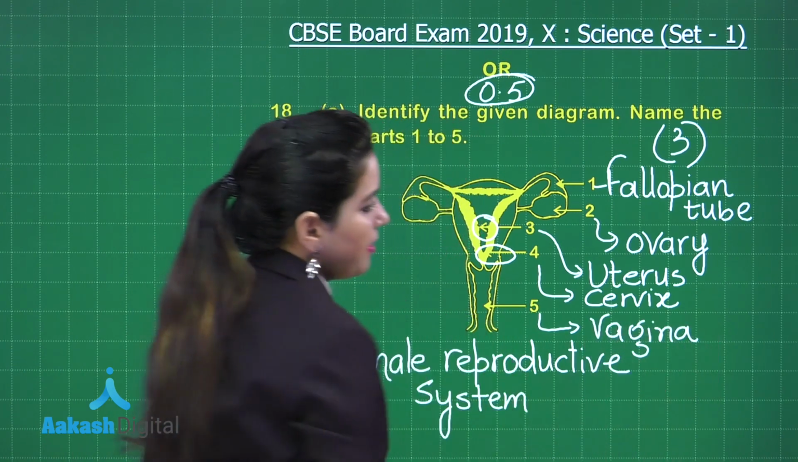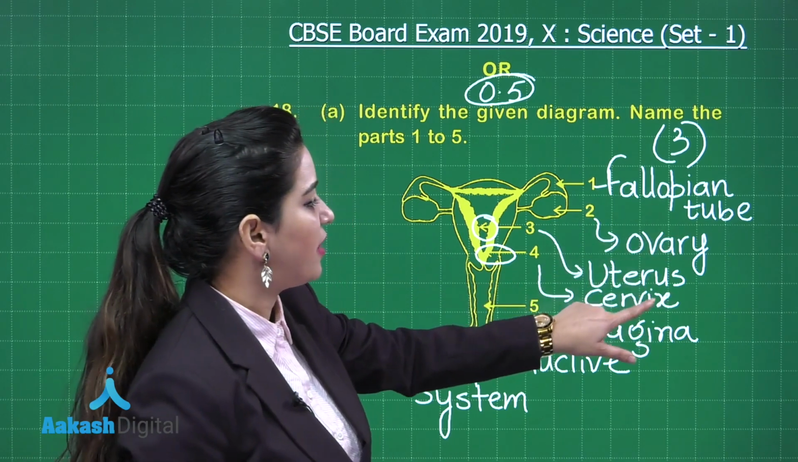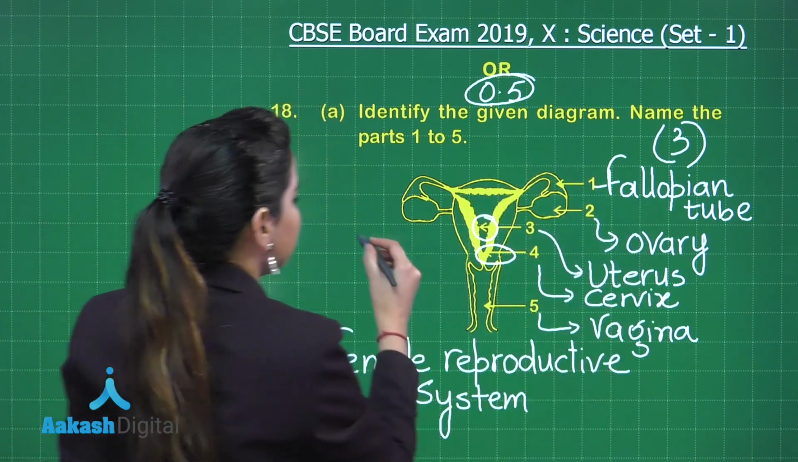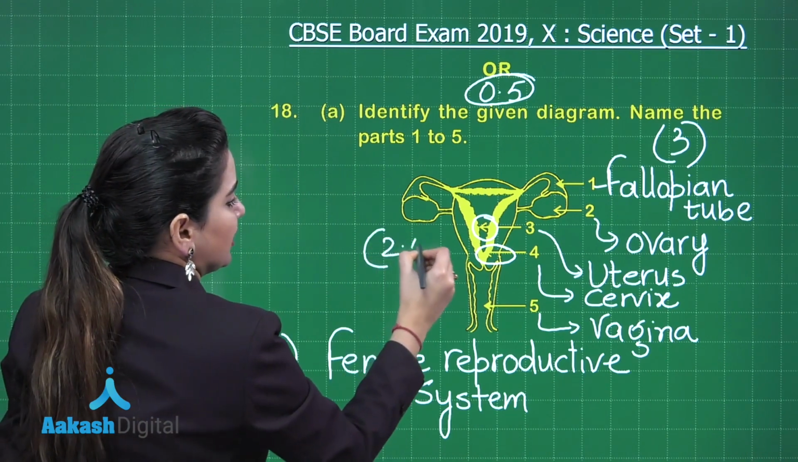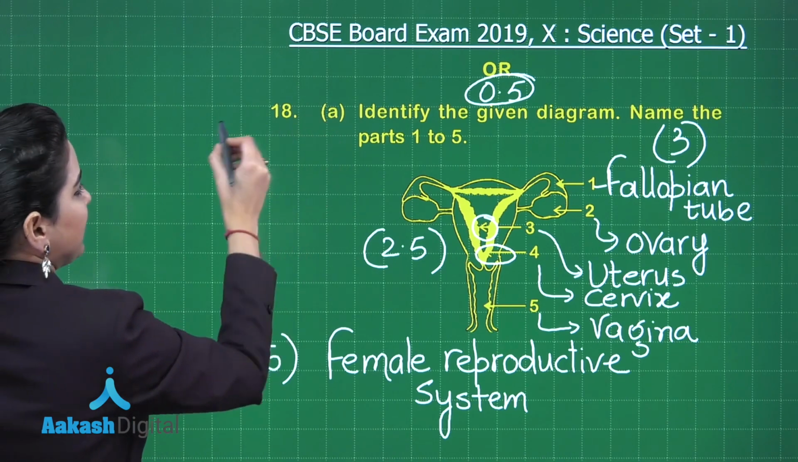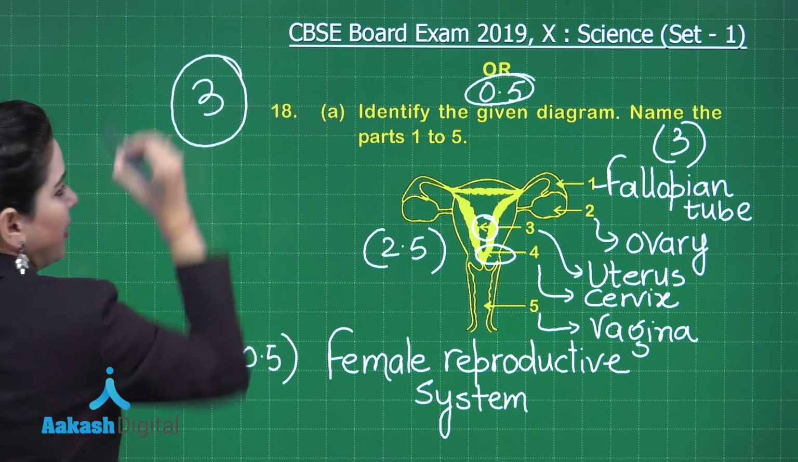So you can see 0.5, 0.5, 0.5, 0.5 and 0.5. So this is 2.5 for labeling the parts. So from labeling you are going to get 2.5 and 0.5 for this. So in total part A is going to give you 3 marks.